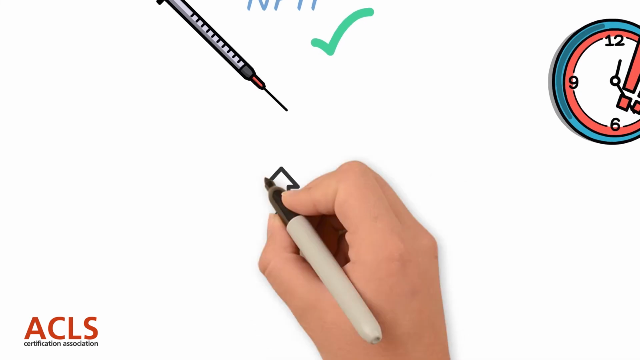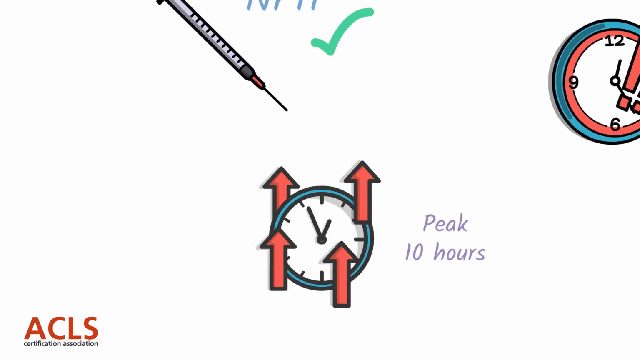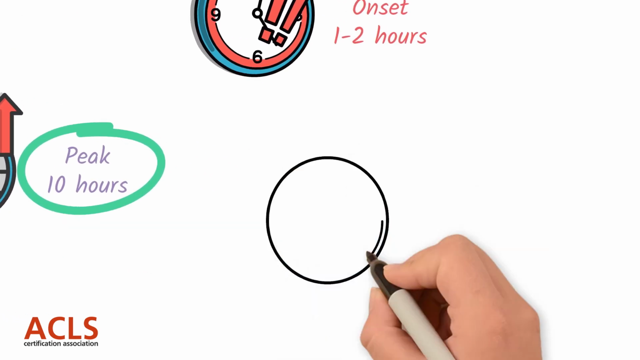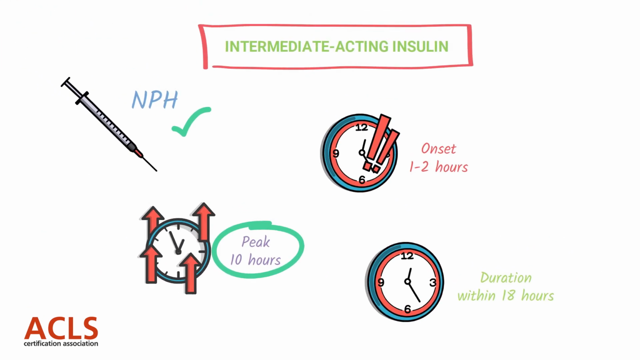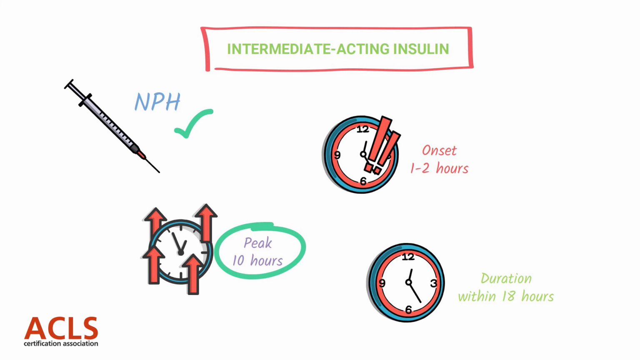It peaks out in 10 hours. You'll see different ranges. Some will say 8 to 14 hours, but I'm giving you an approximation. So within about 10 hours of receiving that NPH insulin, it is peaking out at its peak working power, if you will. And then the duration, within about 18 hours, it's out of the system. So this insulin hangs around for quite some time, 18 hours.